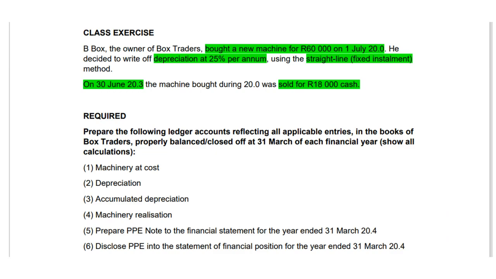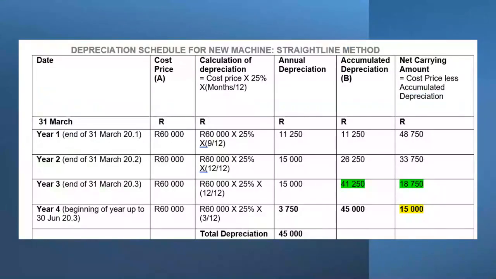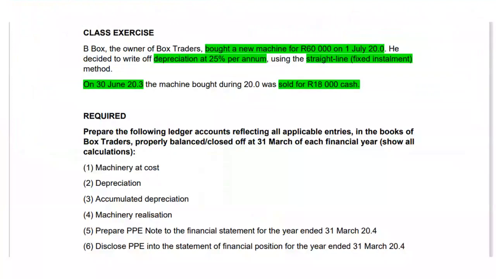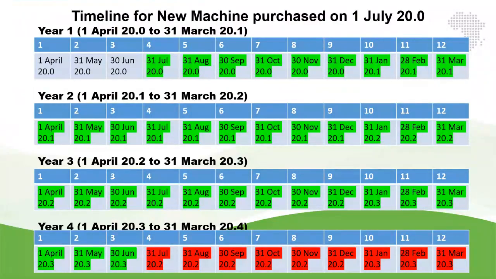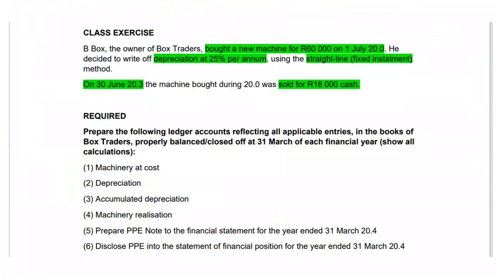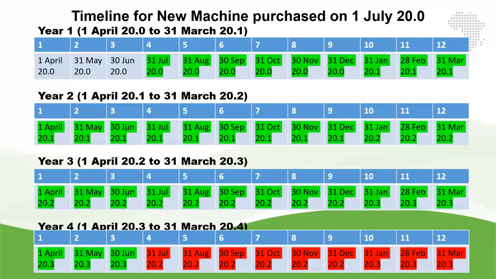So the key things that I want us to focus on as we move to the next slide are that it was bought on the 1st of July 20.0, for how much? For 60,000. You are being told here it's depreciated 25% per annum using the straight line method. I want us to start there. What I always prefer first is to know when the financial year ends and when it starts. It is very important.